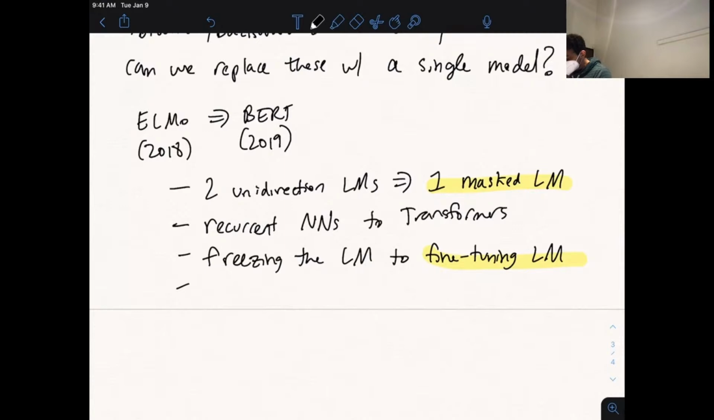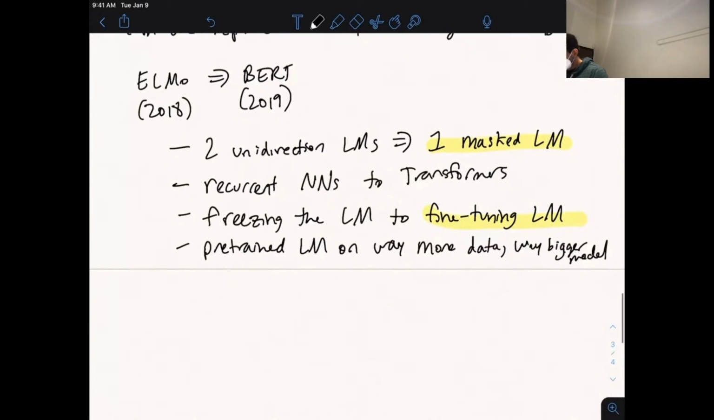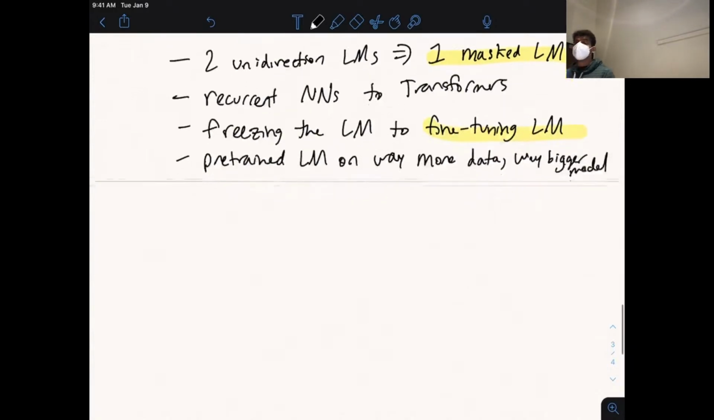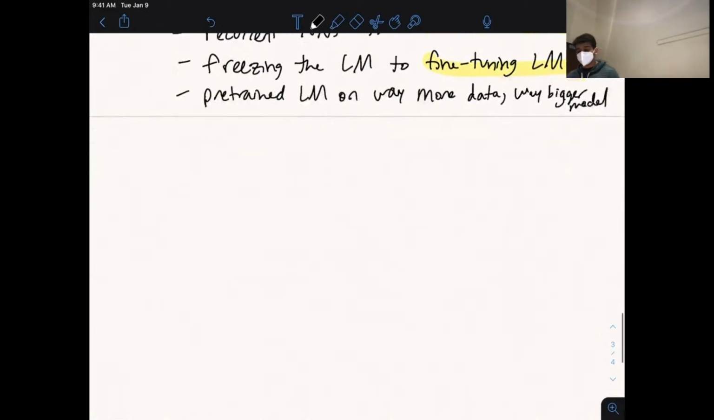And finally, the last step was more engineering related. We pre-trained the LM on way more data with a way bigger model. So these were the primary changes that were made, and they all in combination were very effective. So let's start with the masked language model, which is probably the most important change that was made because it allows us to use a single encoder instead of two encoders.